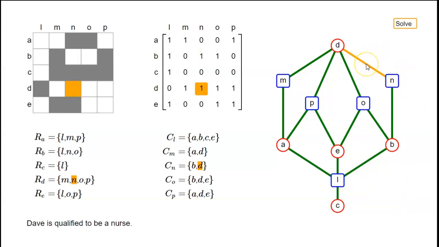So again, each line here corresponds to a white square in the chessboard diagram, or to a 1 in the incidence matrix, or a line from D to N gives us an N in the set RD, or equally a D in the set CN.